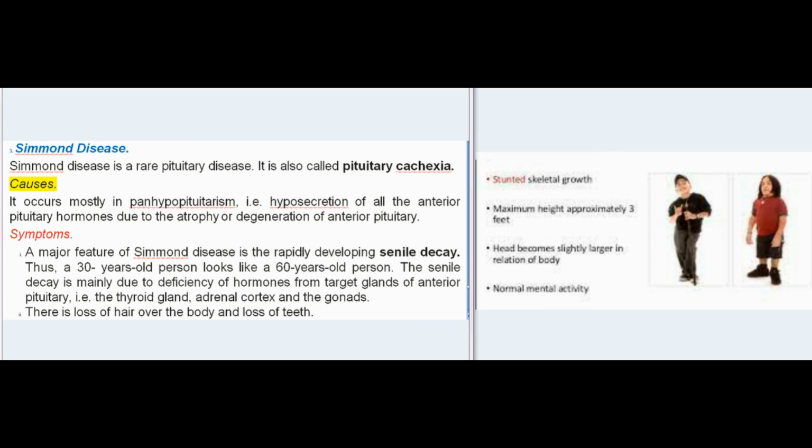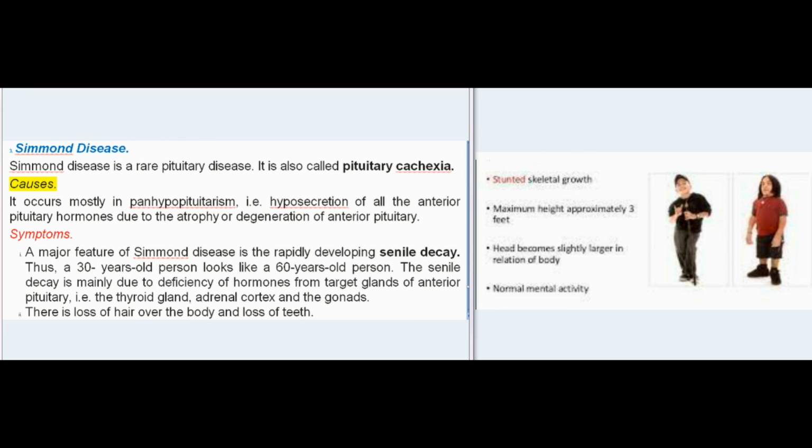Causes. It occurs mostly in panhypopituitarism, i.e. hyposecretion of all the anterior pituitary hormones due to the atrophy or degeneration of anterior pituitary. Symptoms. A major feature of senile disease is the rapidly developing senile decay. Thus, a 30-year-old person looks like a 60-year-old person. The senile decay is mainly due to deficiency of hormones from target glands of anterior pituitary, i.e. the thyroid gland, adrenal cortex, and the gonads.